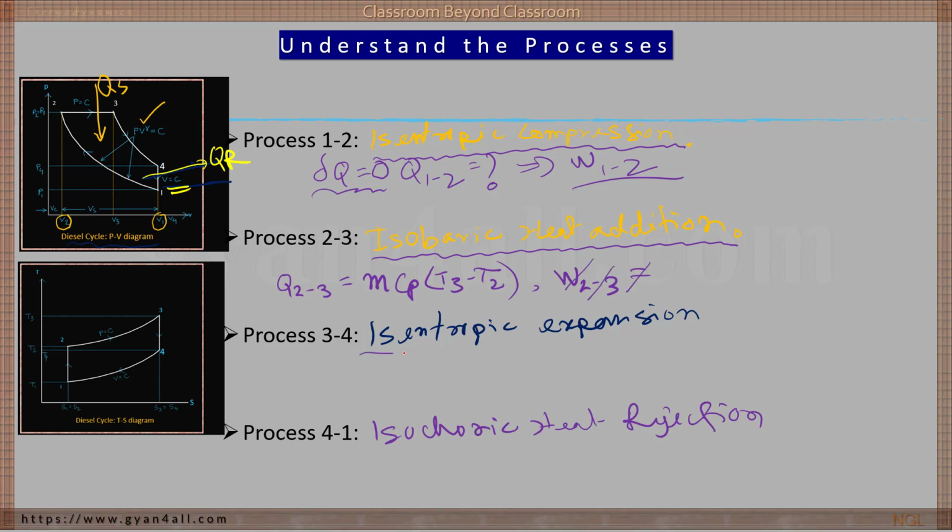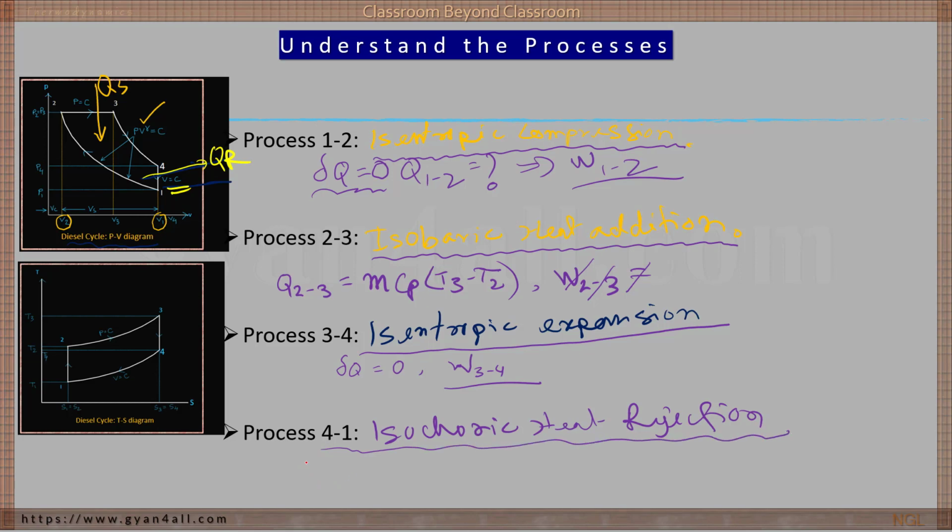Now come to the isentropic expansion process. Is there any heat interaction? No. But there will be some work interaction that we will call W34, but we need not find it out directly. We can find it out, but we are going to reach a point in which we need not find out what the work output is. Now come to the process isochoric heat rejection.